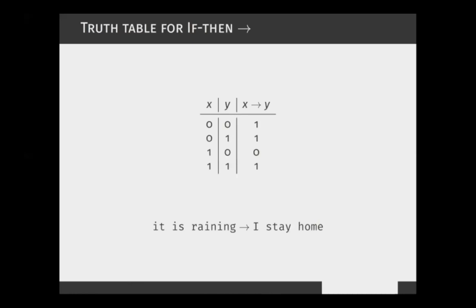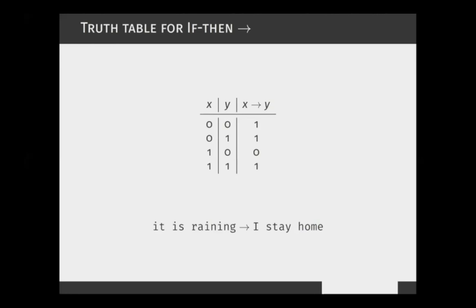Finally, if-then, or implication, might be a bit tricky. We can think about it as saying that x is called a promise and y is called a claim. So when the promise is true but the claim is false, then your statement is false. And in all the other cases, when the promise is true and the claim is true, then the statement is true. And when the promise is not true, then it does not matter whether the claim is true or not. The whole statement remains true.